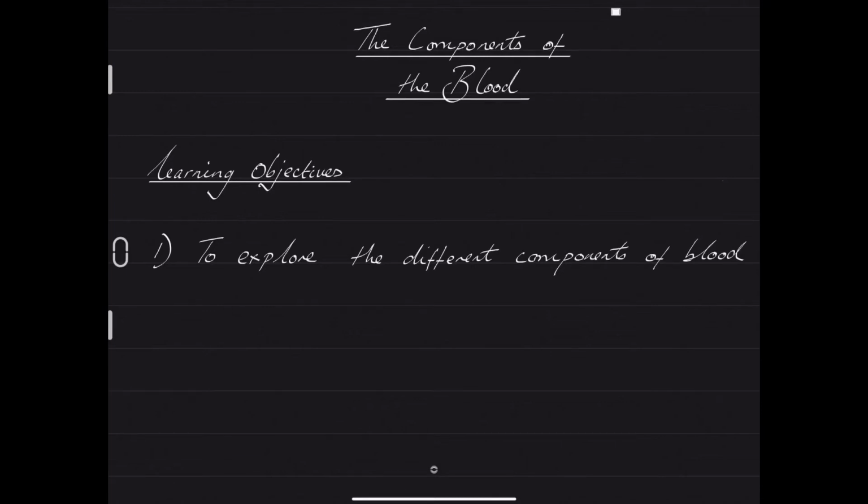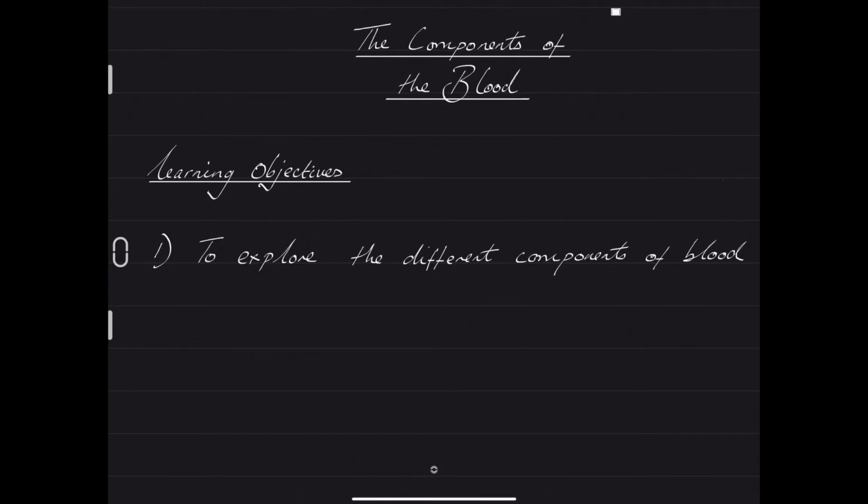In today's lesson, we're going to explore the components of blood. And the learning objective today is just one objective. It's to explore the different components of blood. Now, there are a number of components that we need to look at, and we need to go into a bit of detail. So I have left it at one learning objective here. So can you put the title, Components of Blood?